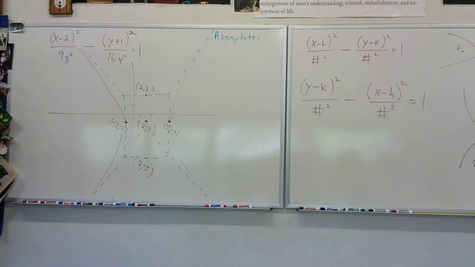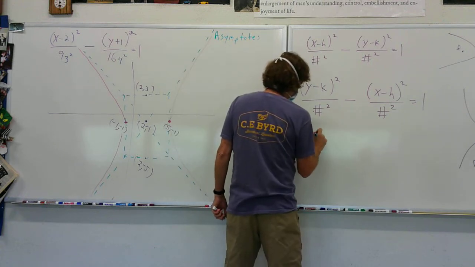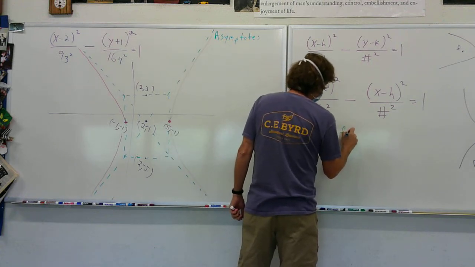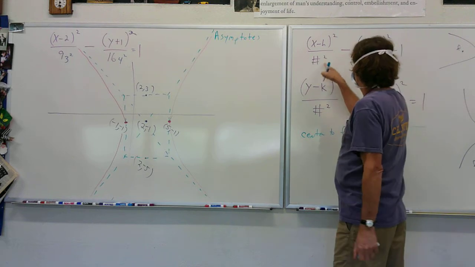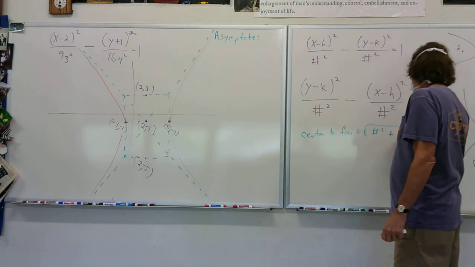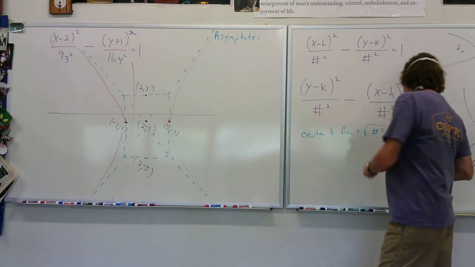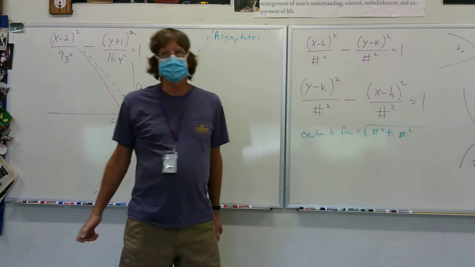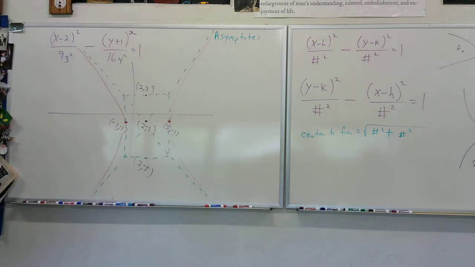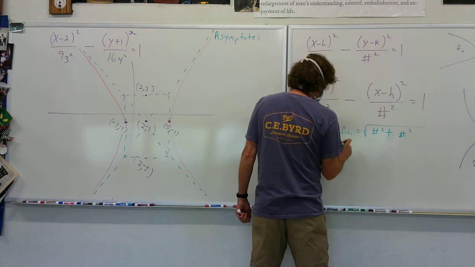The formula for the foci for a hyperbola: center to foci is equal to the square root of the number under the x squared plus the number under the y squared. Notice it doesn't matter which one's larger or smaller because we're adding. Big plus sign in here. It's not the same as the ellipse formula. It has a plus sign between them.